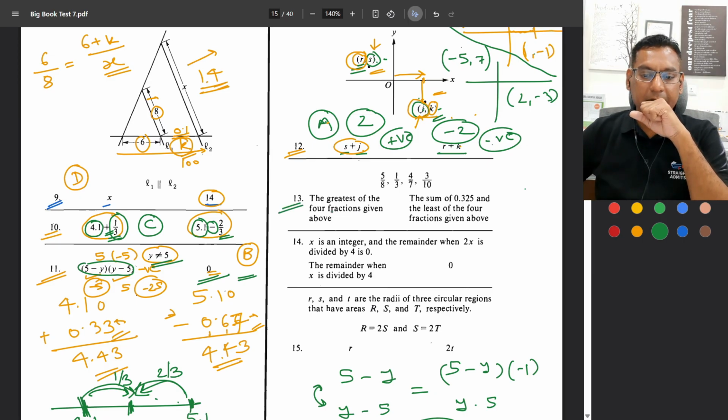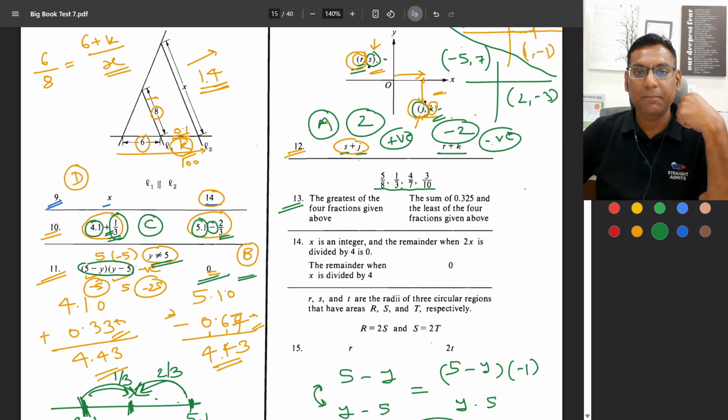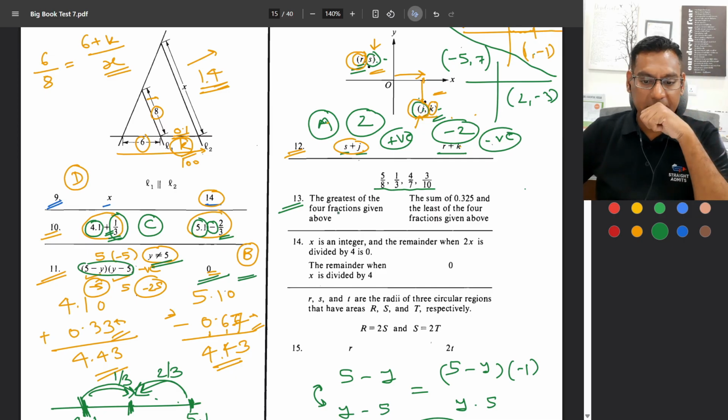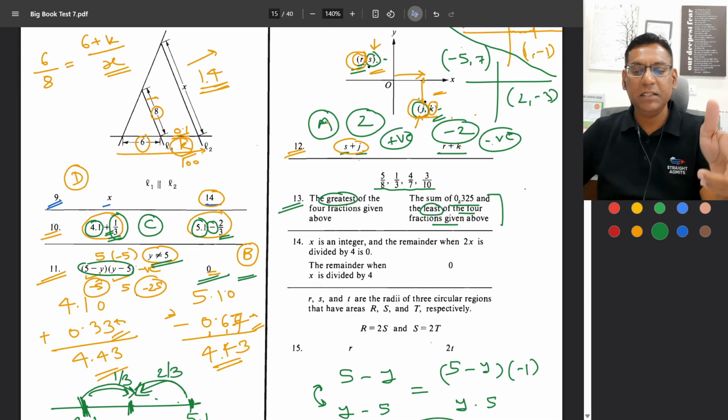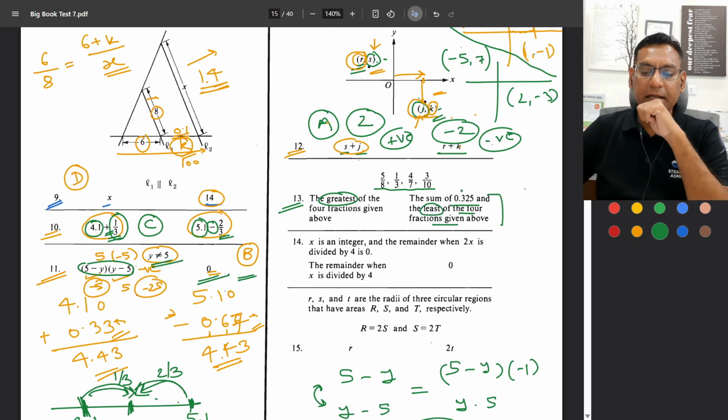Question 13, the greatest of the four fractions given. Okay, kind of weird fractions. I can do it by calculation. That would not be my first method, because then I'm likely to make some error somewhere. The greatest of the four fractions, the sum of 0.325 and the least of the four fractions. So I think we'll have to find the greatest first and the least first. This part is fine. The sum of the least plus 0.325, that is very easy to do. We'll have to first find the greatest and the least.